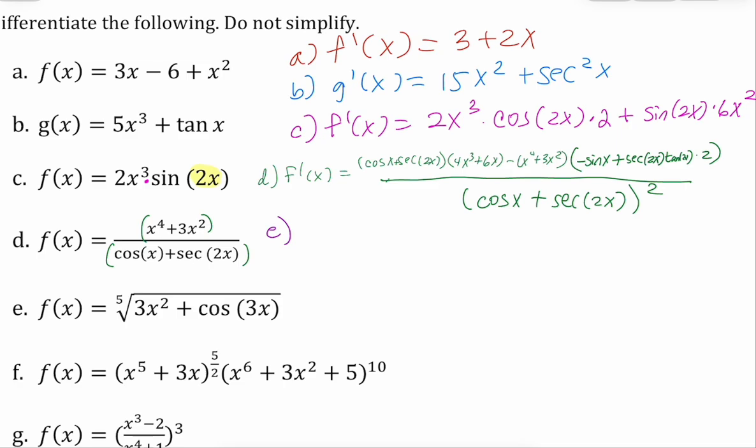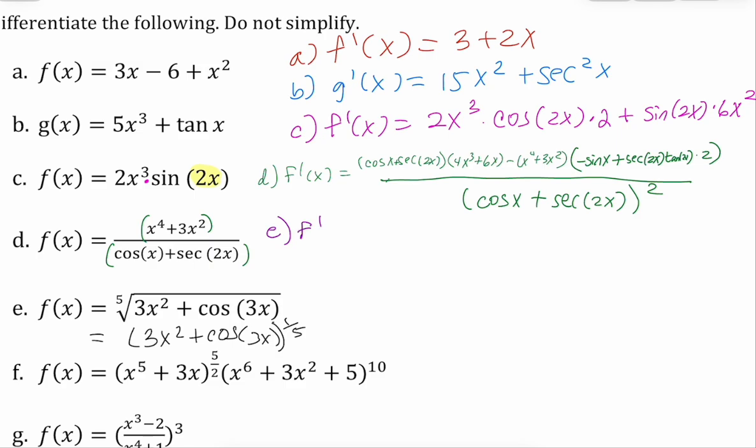Now, for part E, we want to do a rewrite, which doesn't count as a first step. We want to write that as a 1/5 power before we do anything else. Okay, so for E, I'm going to do that rewrite. I'm going to get it all ready, and then I'm going to differentiate.